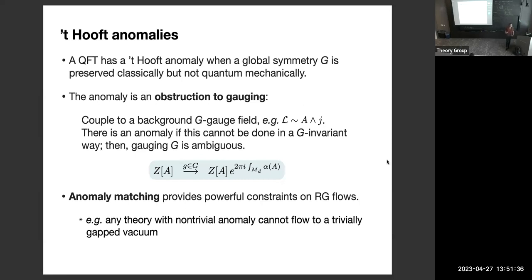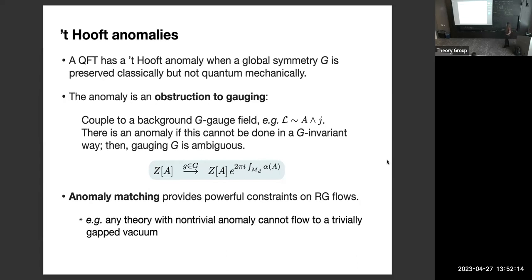And so a useful perspective, or an often extremely useful perspective, is to couple a background gauge field for my global symmetry, so some classical background gauge field, to my theory. For example, in the most basic case, this would be my usual coupling to the current in the Lagrangian. And then there's going to be an anomaly in the global symmetry if I cannot do this coupling in an invariant way with respect to the global symmetry.